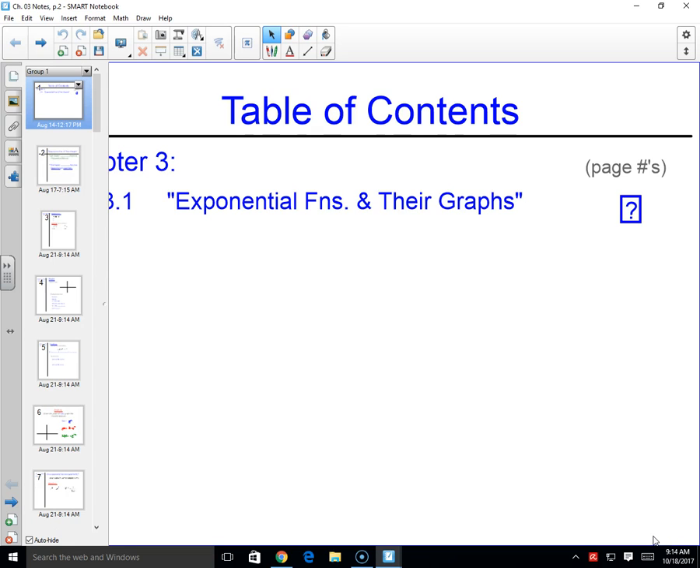So you guys are updating your table of contents. P.S. Go to your homework spiral, chapter 3. Figure out what page chapter 3 is going to start on. Some of you did not do that last time for chapter 2, and I was being gracious and not taking off points, but I will take off points next time.